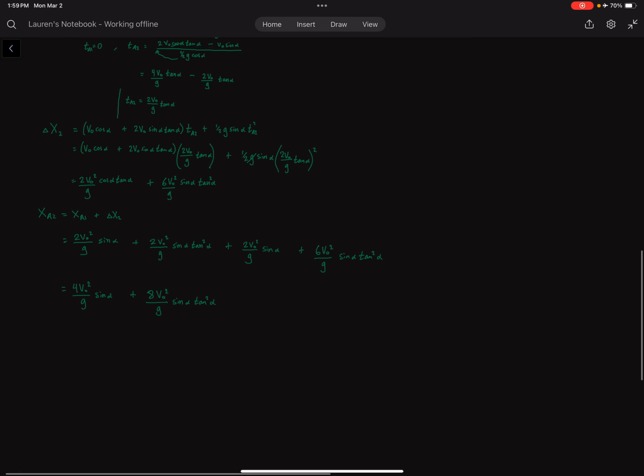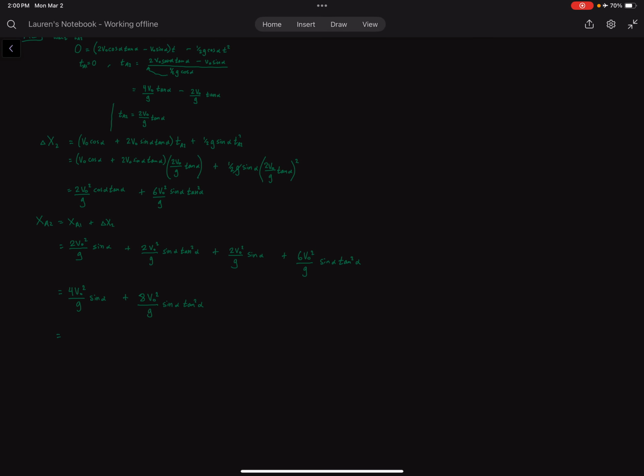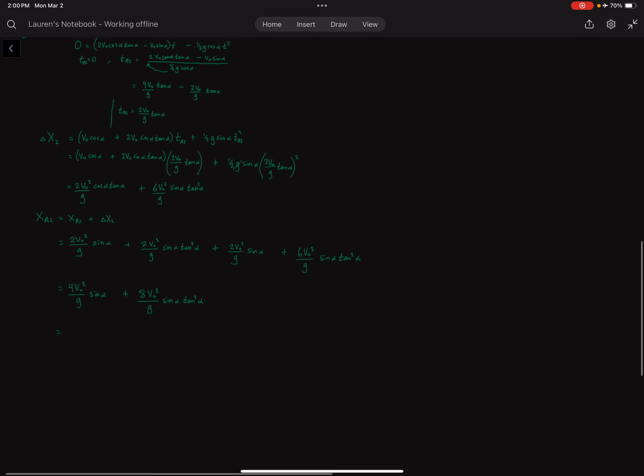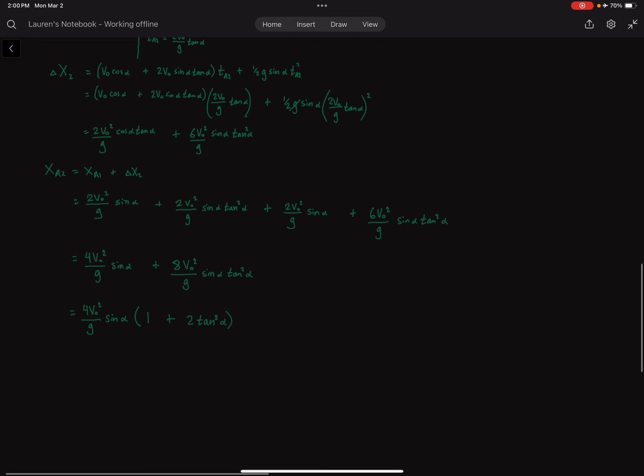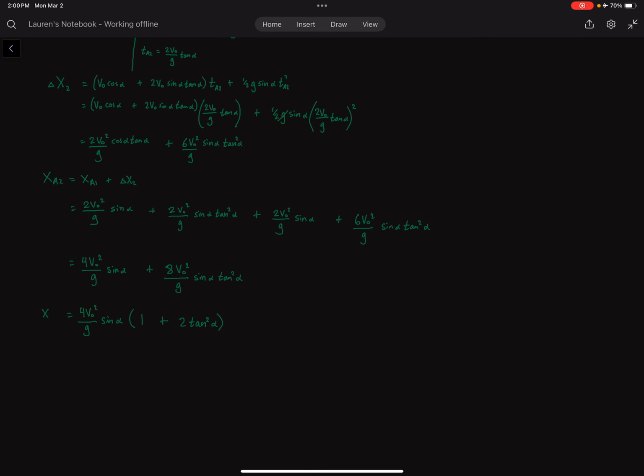And we get to pull some stuff out. We get to pull out a 4v0 squared over g times sine of alpha. That's a lot of stuff to be able to pull out. That is very satisfying. And that is times 1 plus 2 tangent squared alpha. And here, I believe, is where we end. I don't think that simplifies anymore. So that is the distance to A2, right?